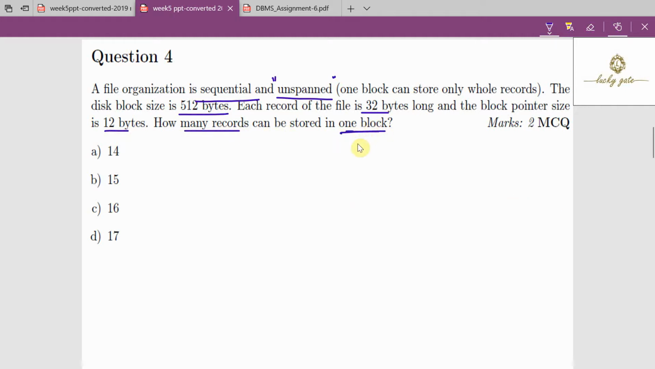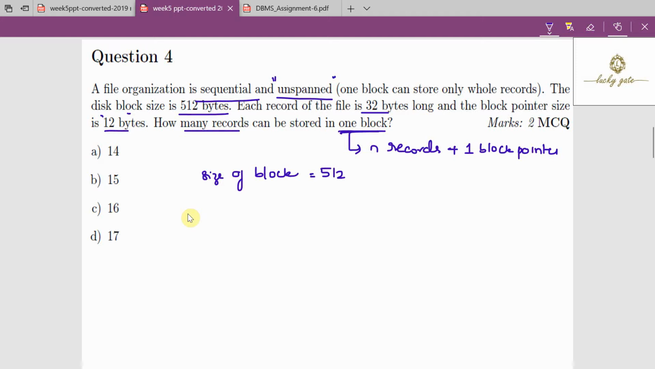Actually, one block can store n records and one block pointer, because one block stores n records and one block pointer. Now, what is the size of the block? The size of the block given is 512 bytes. And one block pointer, what is the size of the block pointer?